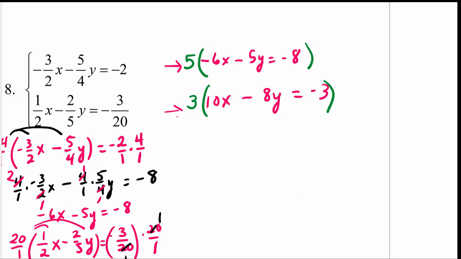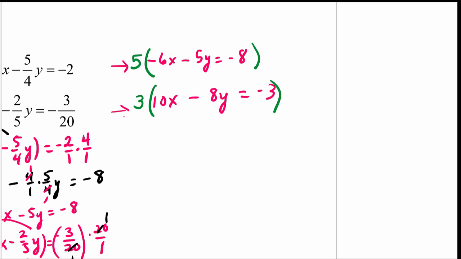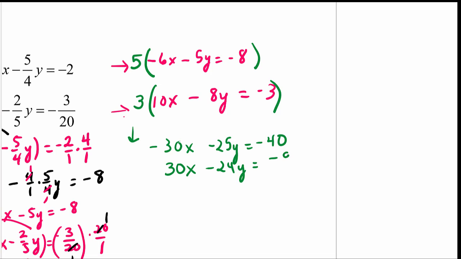All right, so that's what I'm going to do. And so then here I have negative 30x minus 25y equals negative 40. And then I'm going to distribute the 3 in the second equation, and I get a 30x minus 24y equals negative 9. And then I'm going to go ahead and add these.